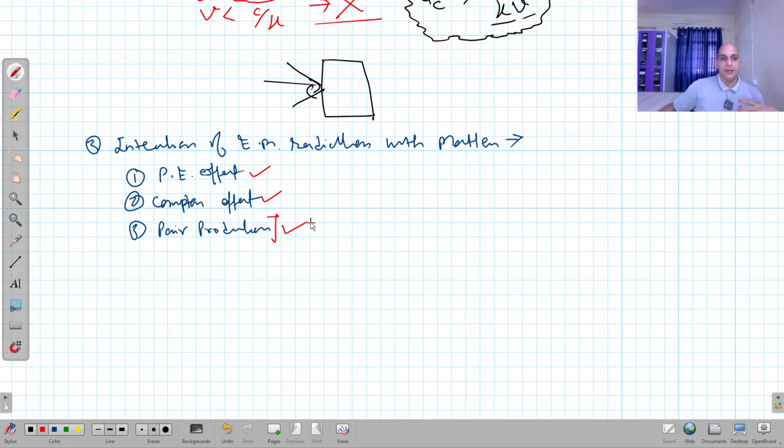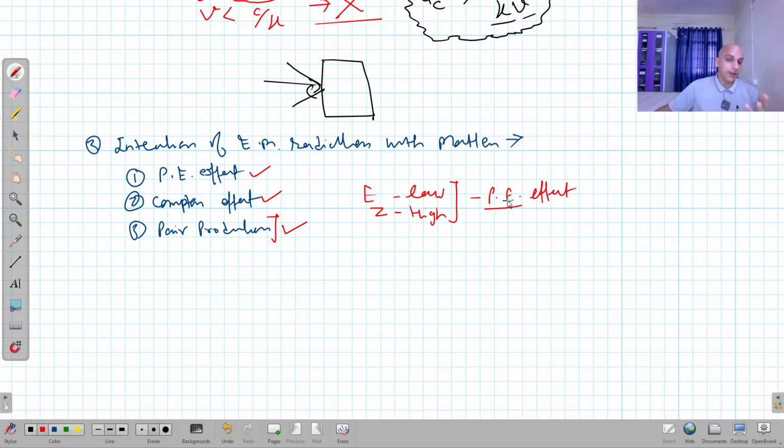But I want to tell you what the conditions are for these three different processes to take place. I mean, what is the energy requirement? What is the requirement for the medium? So, if the energy is low and Z is high, then we have the photoelectric effect. I mean, the electromagnetic radiation passing through the medium will undergo the photoelectric effect.